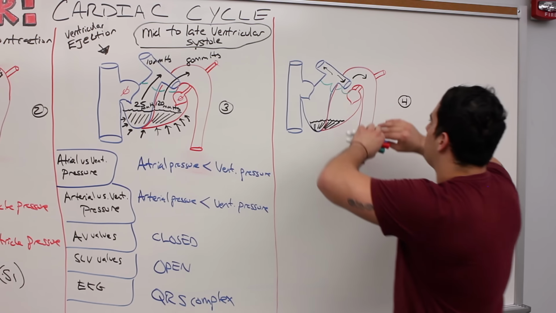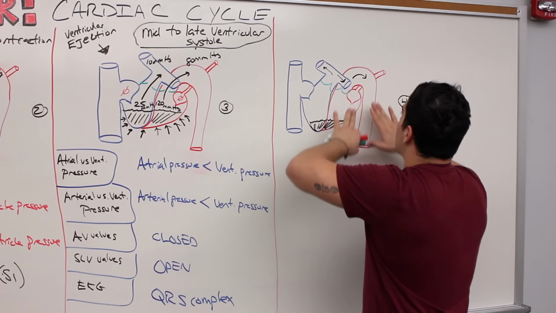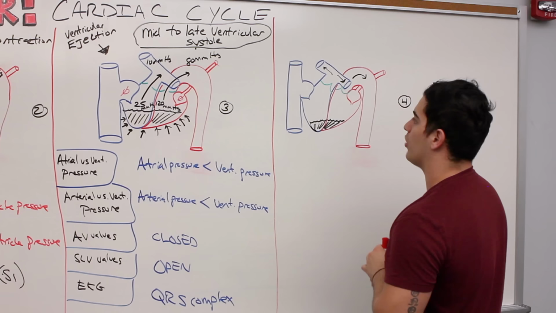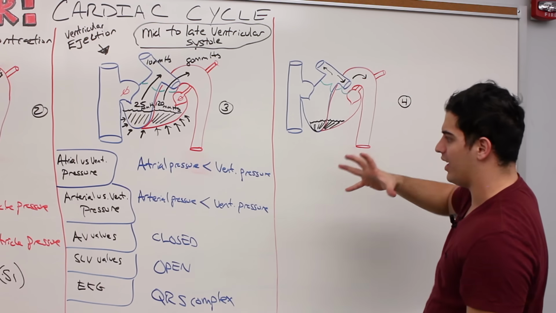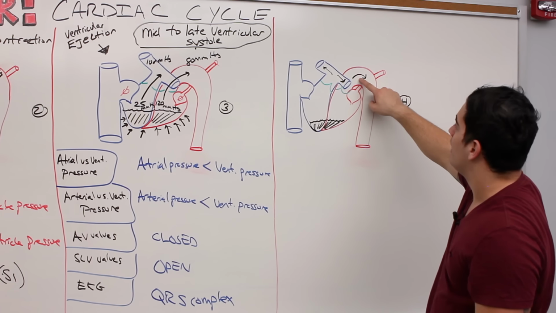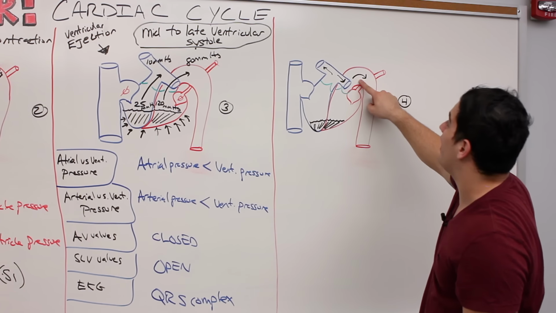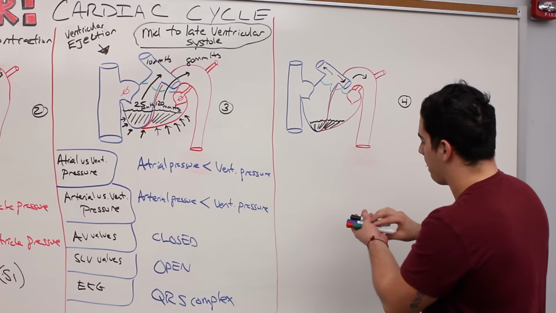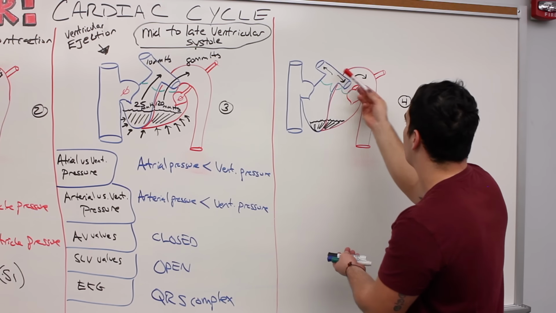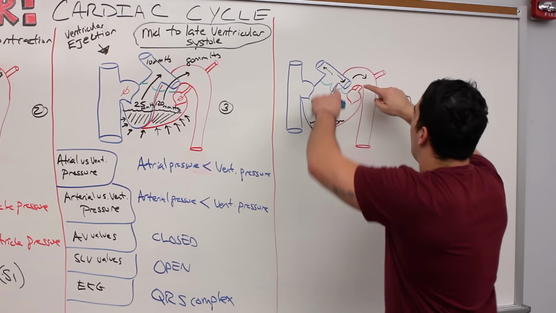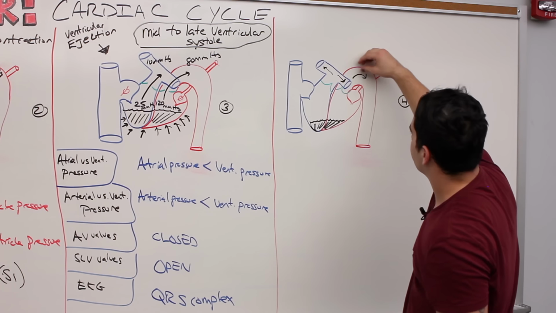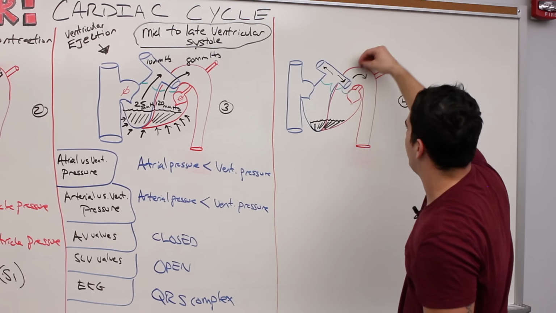So now, if that blood's going out there, the pressure here in the aorta and the pressure here in the pulmonary trunk are going to rise, because now they're going to accumulate all that blood. So that pressure here in the aorta is going to rise very, very drastically, right? So the aortic pressure and the pulmonary trunk pressure are going to be greater than the ventricular pressure. Because another thing that happens is these arteries are very elastic, so they can stretch.